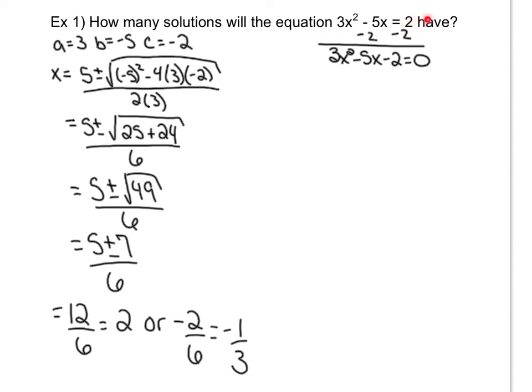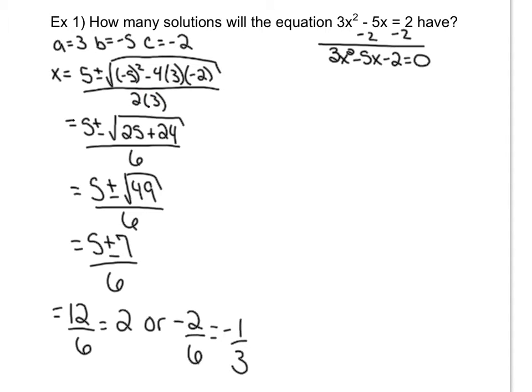So notice with this first one, the first thing I did was I needed to get it in standard form. So I subtracted the 2 from each side. And then because this wasn't something I wanted to factor, and because there was both x squared and x, I knew I needed to use the quadratic equation, giving me x equals negative b plus or minus the square root of b squared minus 4 times a times c all over 2a.